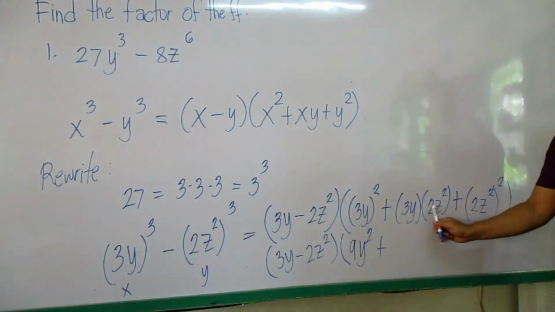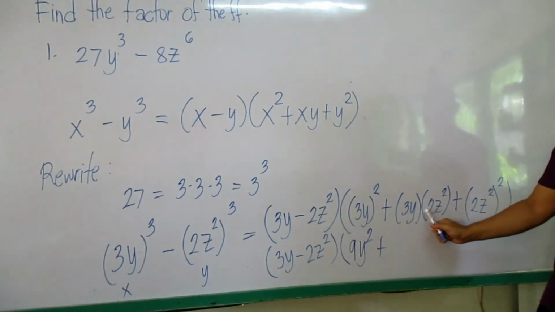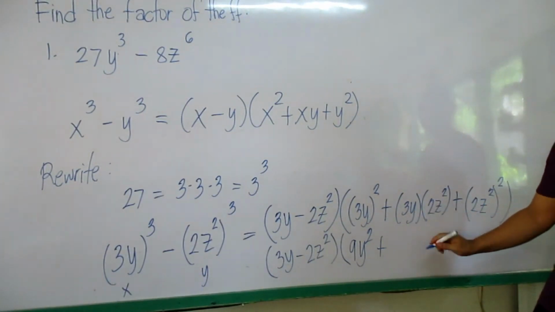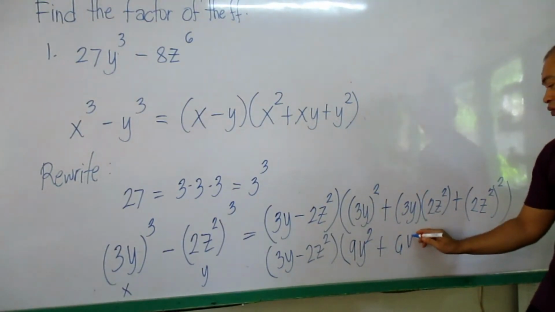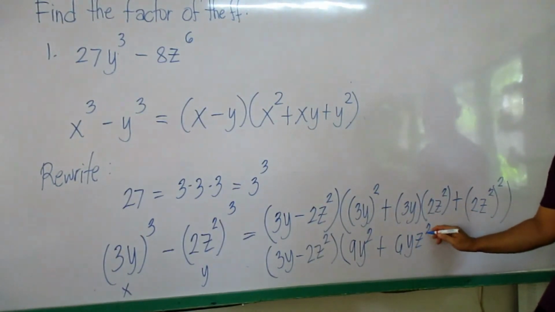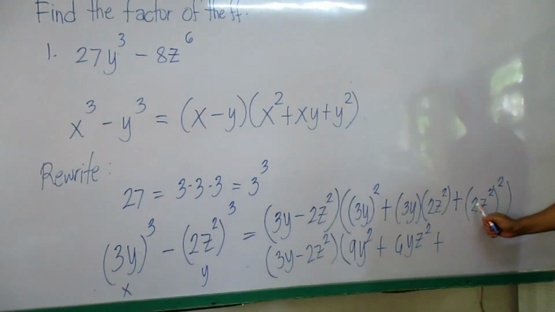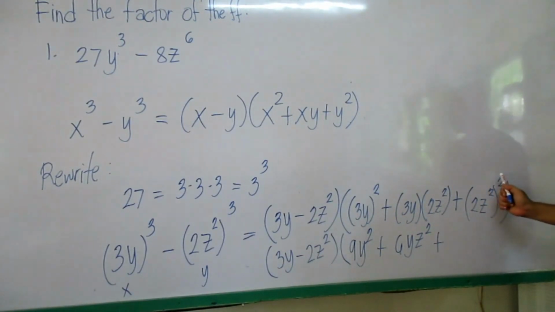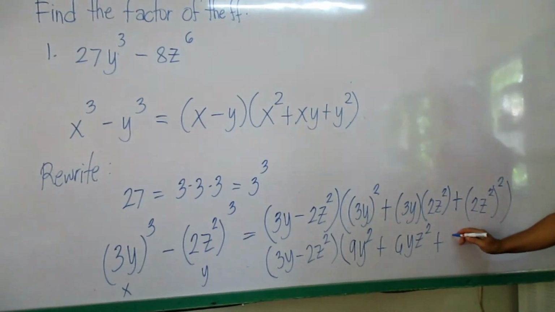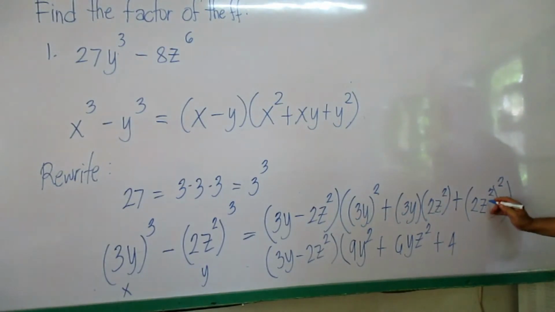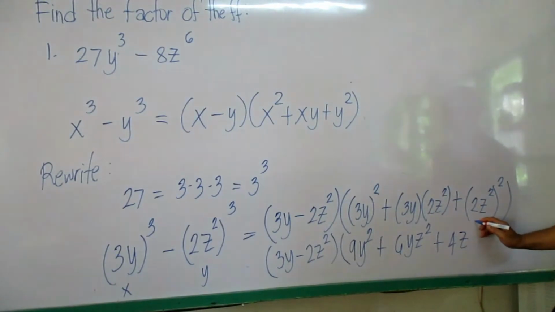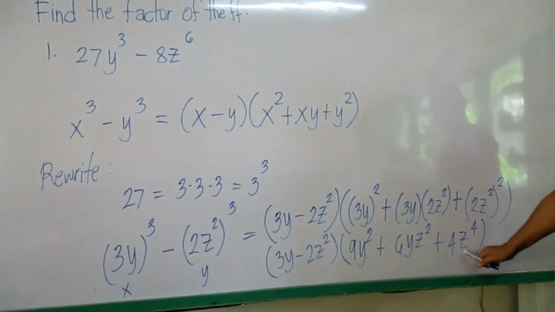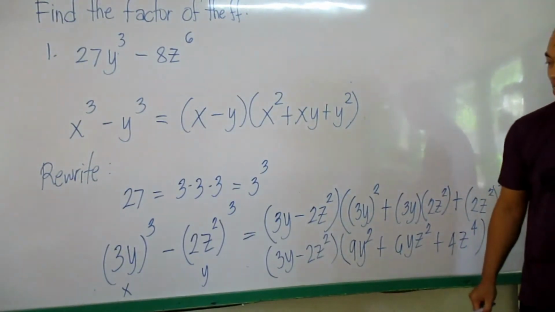Okay, then you're going to multiply. Then this is 3 times 2. That is 6. Then y z squared. And then this one also is 2 to the power of 2, or simply 2 multiplied by itself. So 2 times 2 is 4. Then z squared times 2, that is z to the power of 4. Okay, so this will be now your final answer.